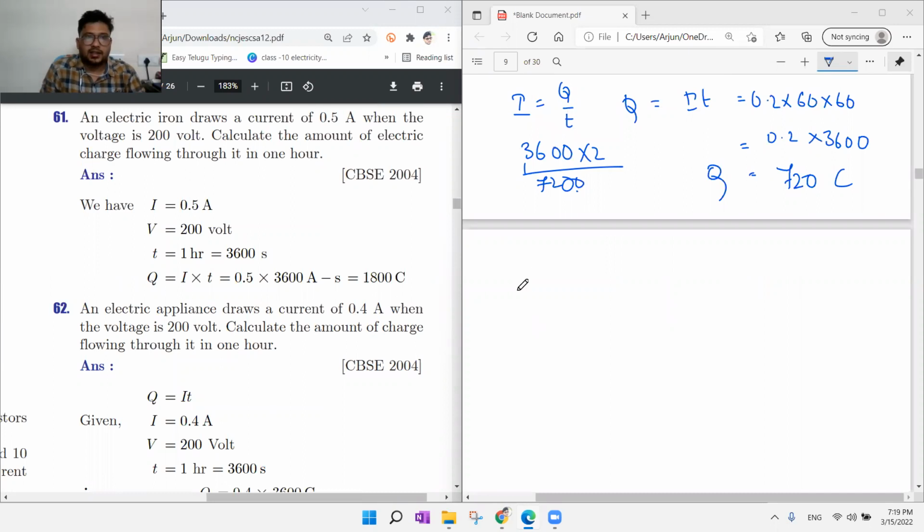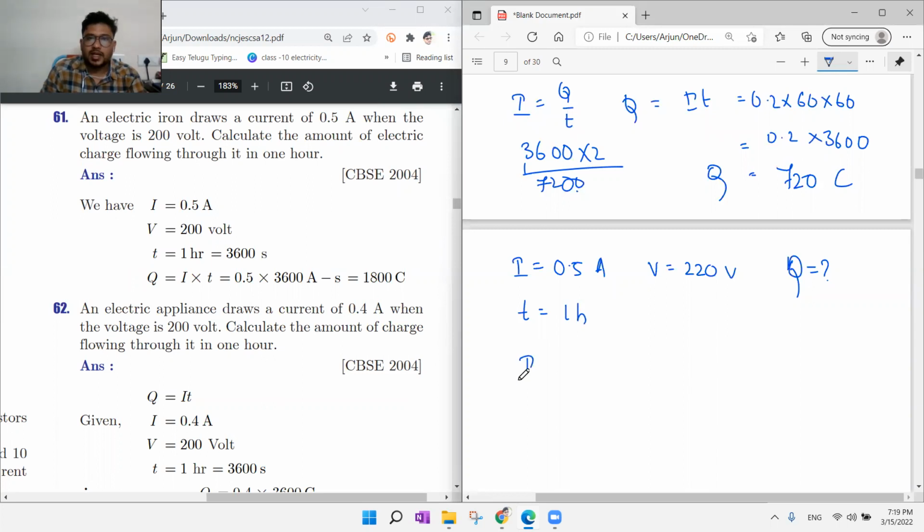61. An electric iron draws a current of 0.5 amp. I value is equal to 0.5 amp when the voltage is 220 volt. V value is equal to 220 volt. Calculate the amount of electric charge flowing through it in 1 hour. Right, same question. So Q value is equal to question mark, flowing through it in 1 hour. T is equal to 1 hour. And we know current I is equal to Q by T. Q value is equal to I into T. And I value they have given as 0.5.